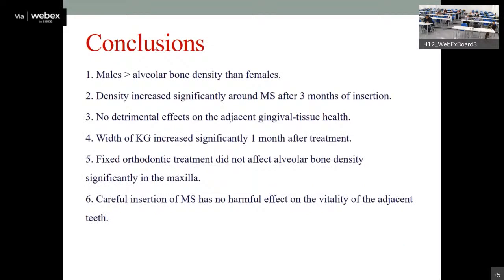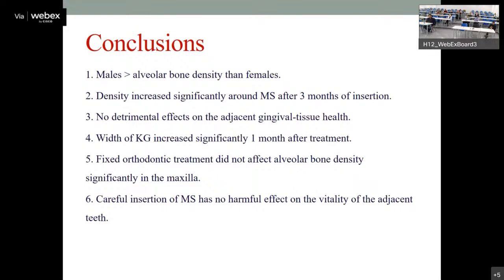So to conclude, we found that males have more alveolar bone density than females. We found that density increased significantly around microscrews after 3 months of insertion. There were no detrimental effects on the adjacent gingival tissues.